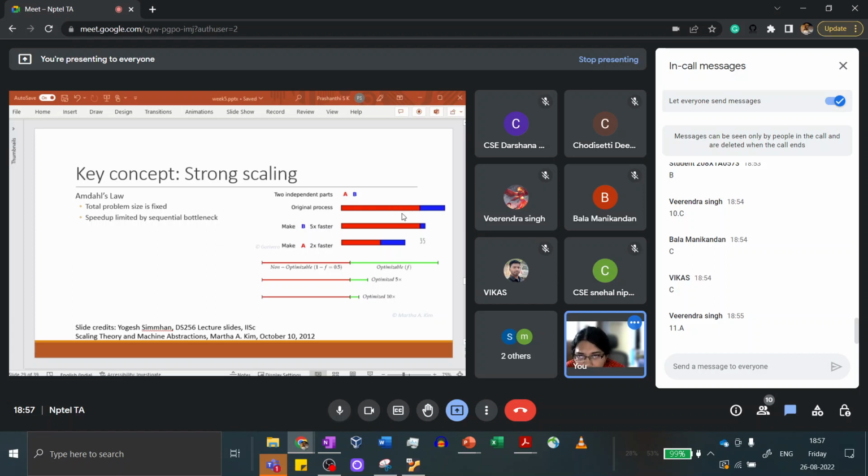So going back to Amdahl's law, if A is your serial part of the program, no matter how much you optimize this blue part, as you can see here, the blue part is sped up by 5 times, and still the impact on your total program runtime is not that much, right?